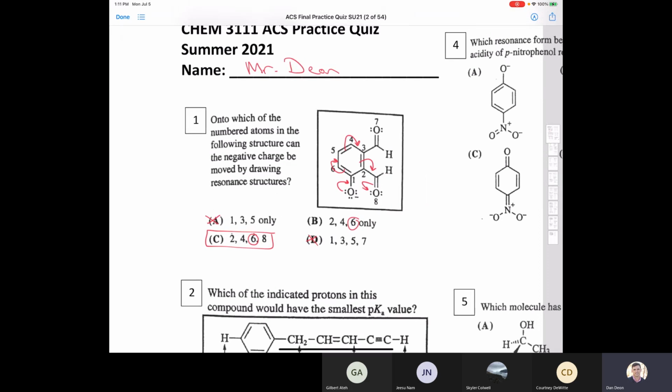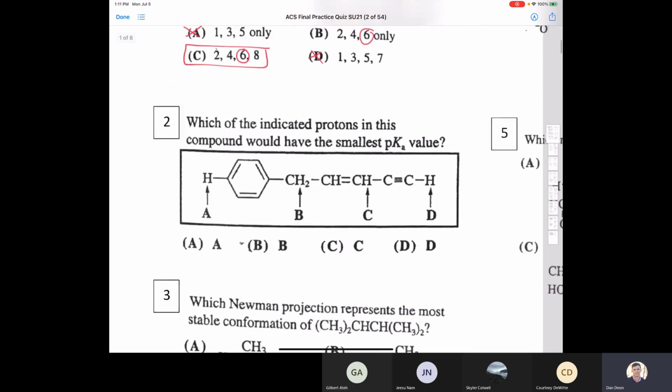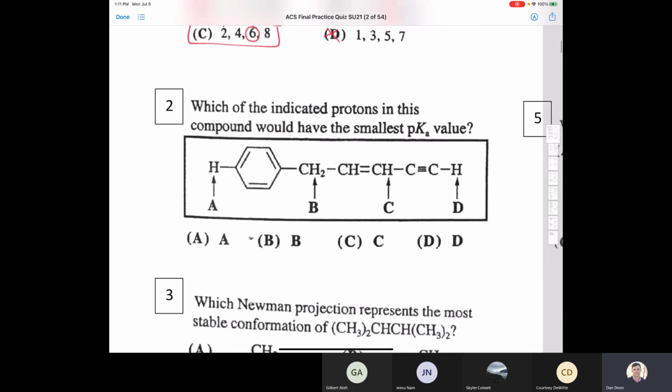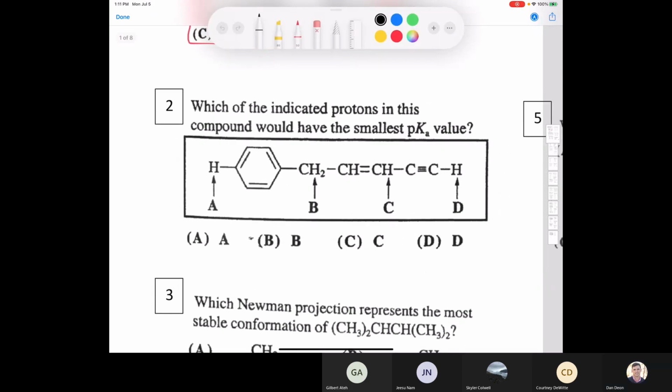All right, let's move on to question number 2. It deals with pKa values. It says, which of the indicated protons in this compound would have the smallest pKa value? I'm going to throw that out there to my students who are in the chat right now. Does anybody have an idea which one of these would be most acidic? Most acidic.